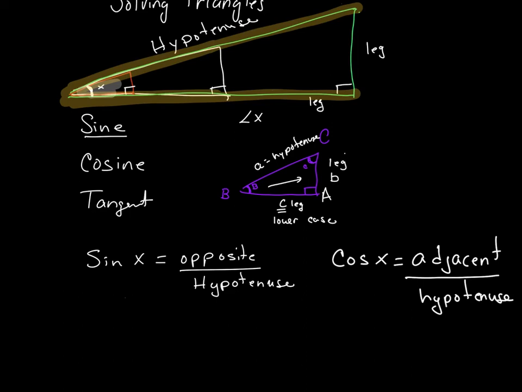The last trig function that we're going to talk about here is the tangent, and that is abbreviated as tan. And the tangent of x is a little bit different. It is always going to be the opposite over the adjacent.